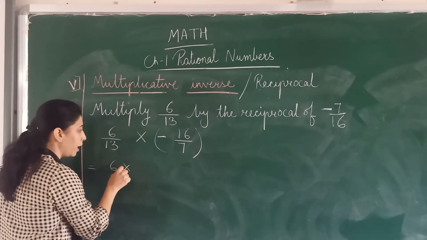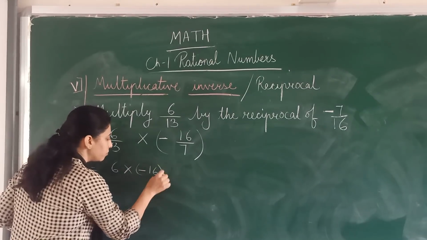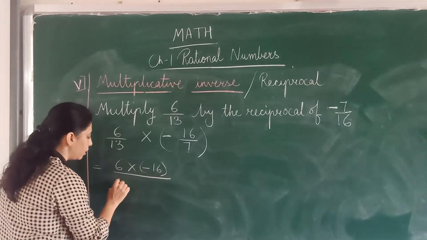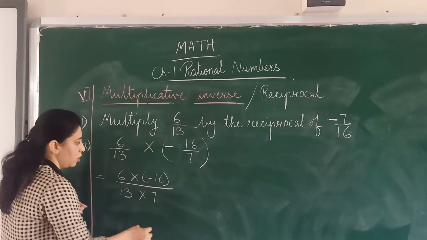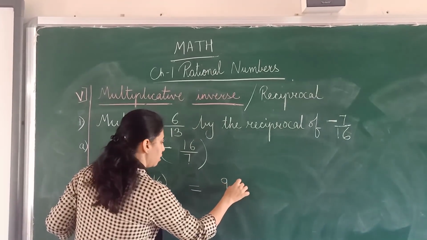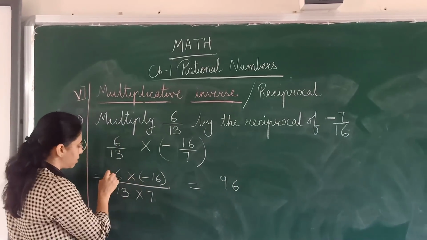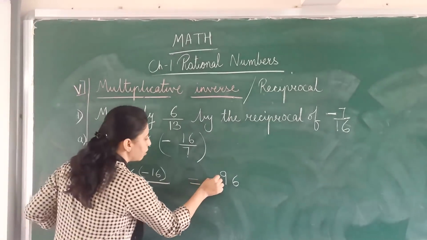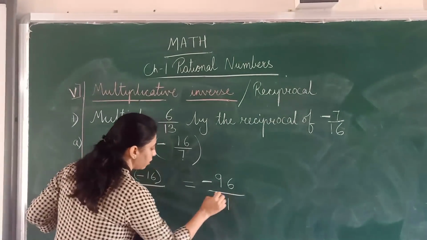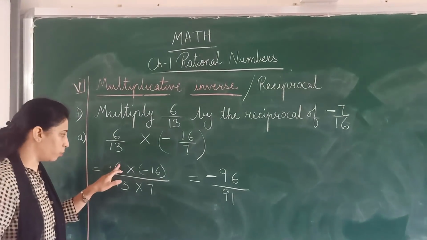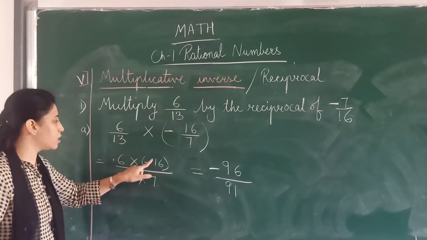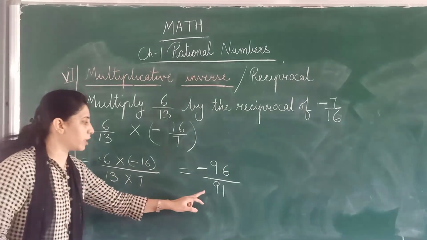6 multiplied by minus 16. Numerator with numerator, denominator with denominator. And 13 multiplied by 7. So what will be your answer? 16 sixes are 96. Here it is plus. Plus and minus becomes minus. 13 sevens are 91. So you have multiplied numerator with numerator, denominator with denominator. So plus into minus becomes minus, plus and plus becomes plus.